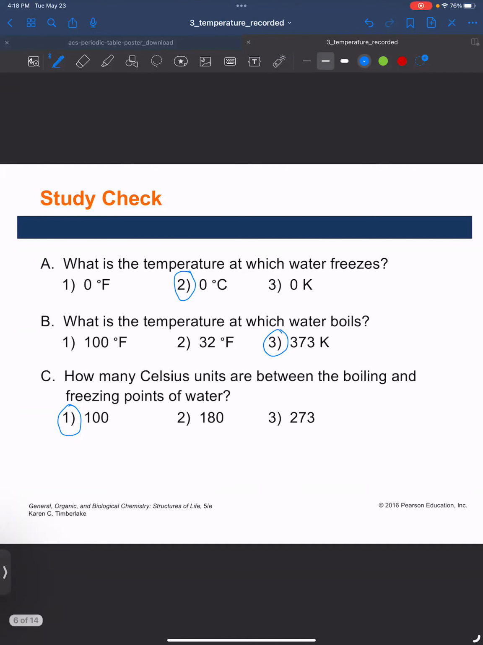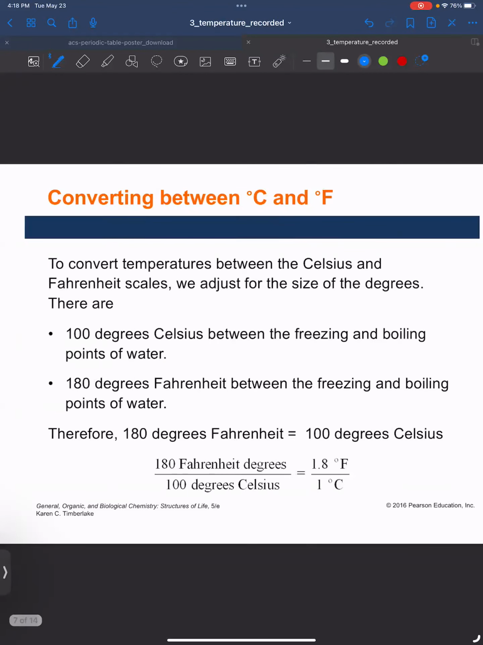So how do we convert between Celsius and Fahrenheit? Well, to convert temperatures between the Celsius and Fahrenheit scales, we have to adjust for the size of the degrees. There are 100 degrees Celsius between the freezing and boiling points of water, and there are 180 degrees Fahrenheit between them. So 180 degrees Fahrenheit is equal to 100 degrees Celsius. As a ratio, for every 1 degree Celsius, there are 1.8 degrees Fahrenheit.